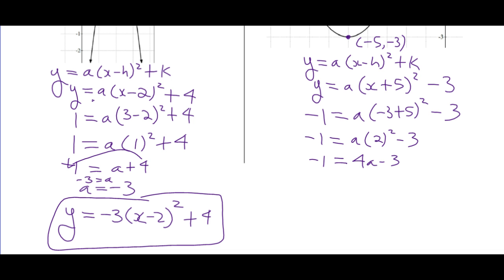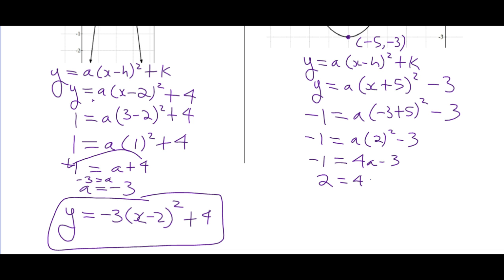+4. Okay, so either way. What do I do with that -3 then? Isn't it positive? That's negative, negative. Add 3 to both sides. So we're going to move it to the other side. We're going to add 3 to both sides. What's that going to give me?